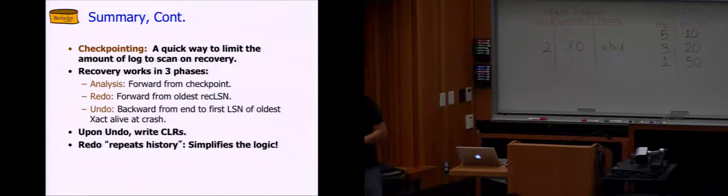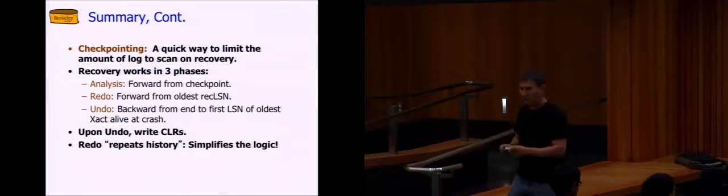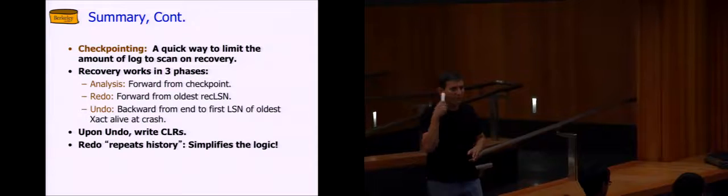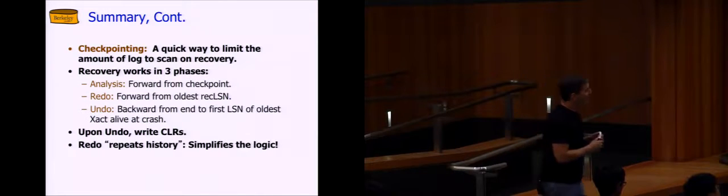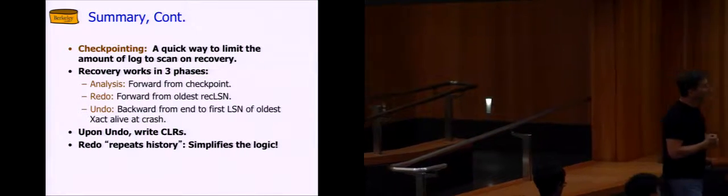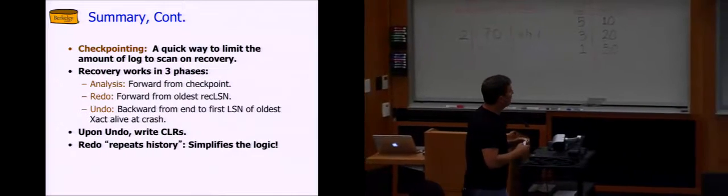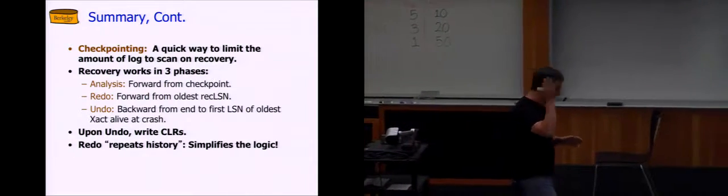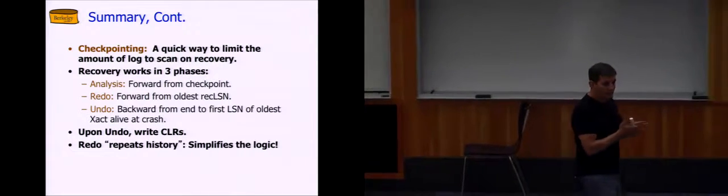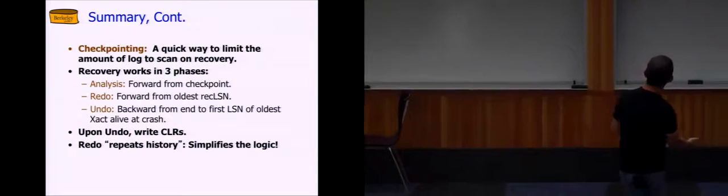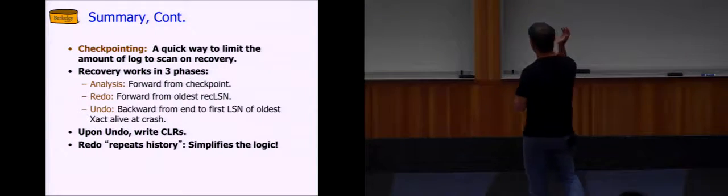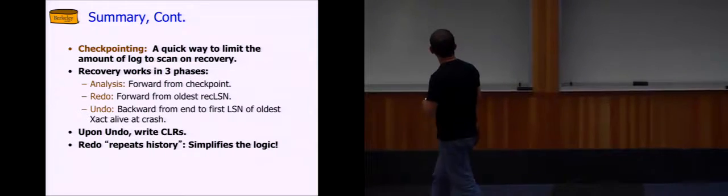The other thing that's really nifty that we learned was the checkpointing scheme, which doesn't take a checkpoint at all. It just checkpoints main memory, and it's a quick way to limit the amount of log you scan on recovery. Remember that recovery works in 3 phases: analysis, then repeating history, redo, where we redo even our undos, and then undo, which picks up from where we left off at the end of redo.